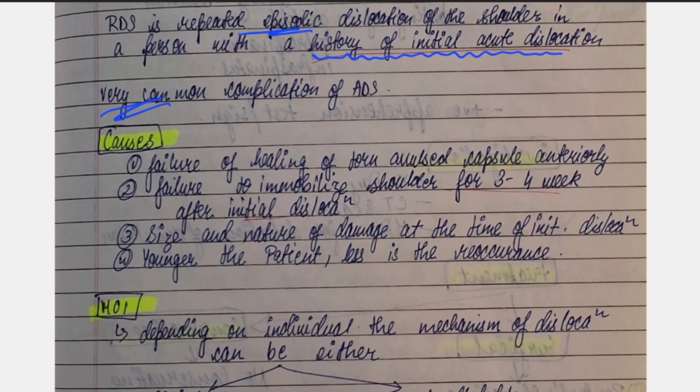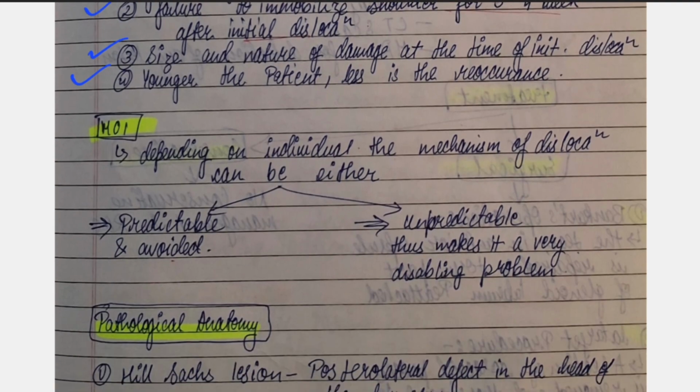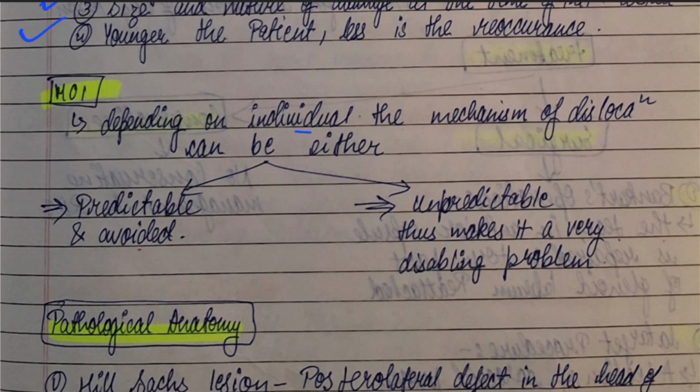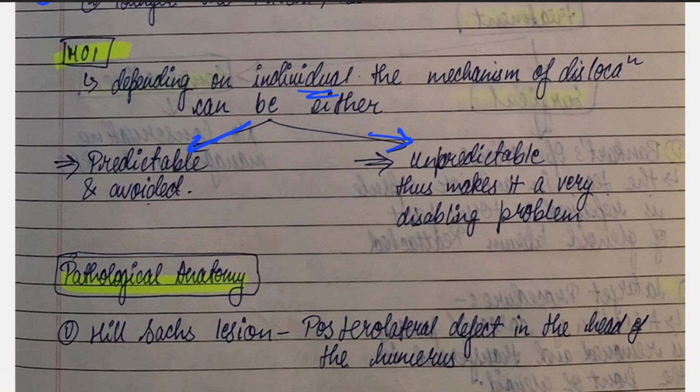The cause can be failure of healing of the torn avulsed capsule anteriorly, failure to immobilize the shoulder for 3 to 4 weeks after initial dislocation, and the size and nature of damage at the time of initial dislocation. The younger the patient, the higher the recurrence. Mechanism of action: depending on the individual, the mechanism of dislocation can be either predictable and avoidable, or unpredictable, thus making it a very disabling problem.